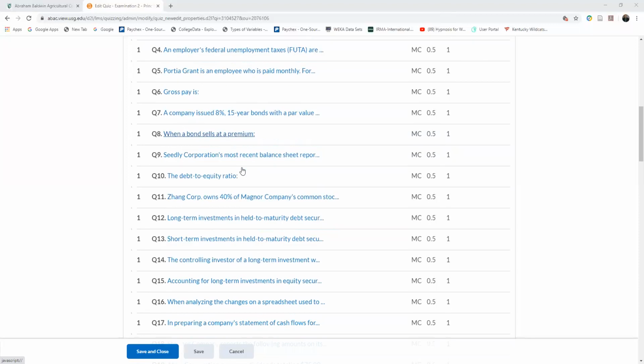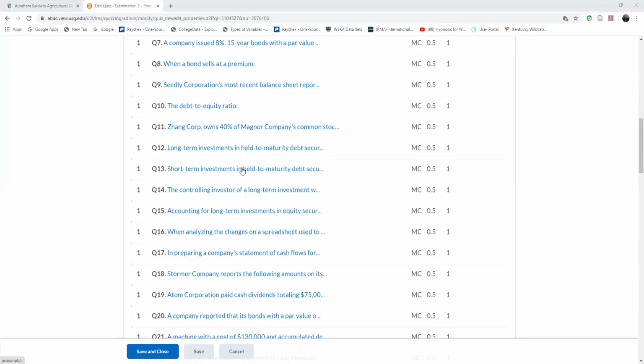Okay, after that, we have a few questions, and not an awful lot, but it's going to run down to, in this case, I think right around here. So you're going to have questions 7 through 14. So about 7 or 8 questions on long-term investments and that sort of thing, bonds and like that.